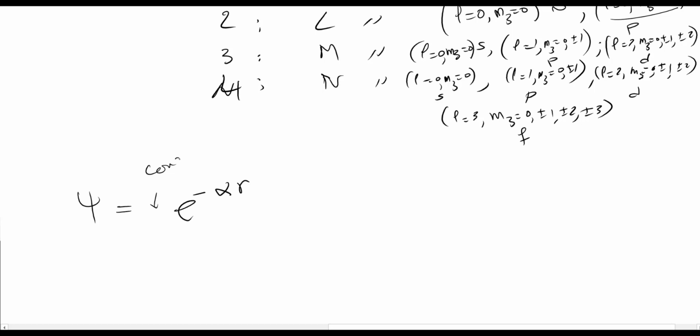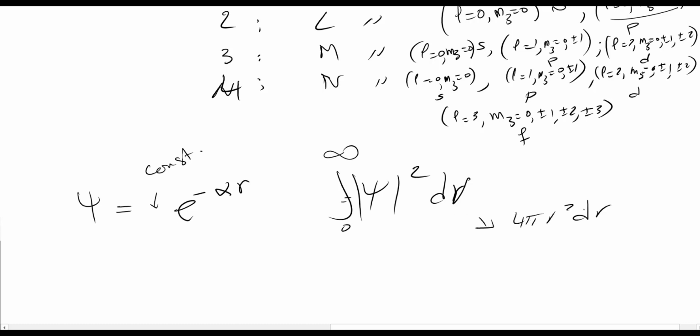There is a constant in here that I did not write. I know there is a big fuss over the normalization, and you can normalize this function, ensuring that the integral of psi squared over a volume, by the way, with 4 pi r squared dr, must be from 0 to infinity for the entire space basically. So this integral must be 1, and that's how you find that constant.